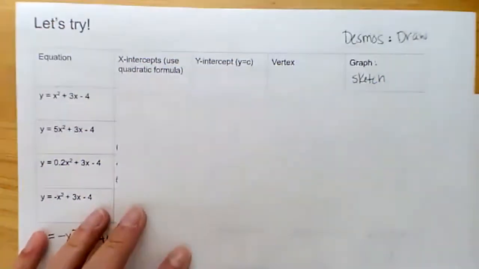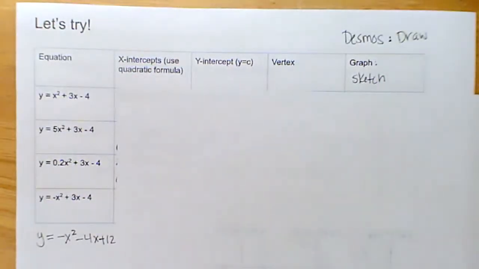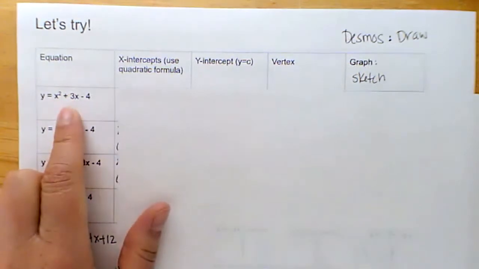And so that's where I'm going to teach you how to use Desmos in addition to learning how to do it by hand. So where are we going to start? You're absolutely right. We're going to start doing it by hand. So this is the first one that I'm going to do. I'm going to do y equals x squared plus 3x plus 4.